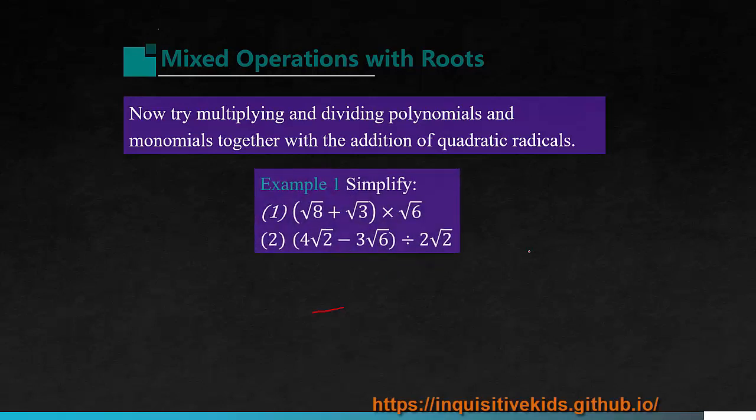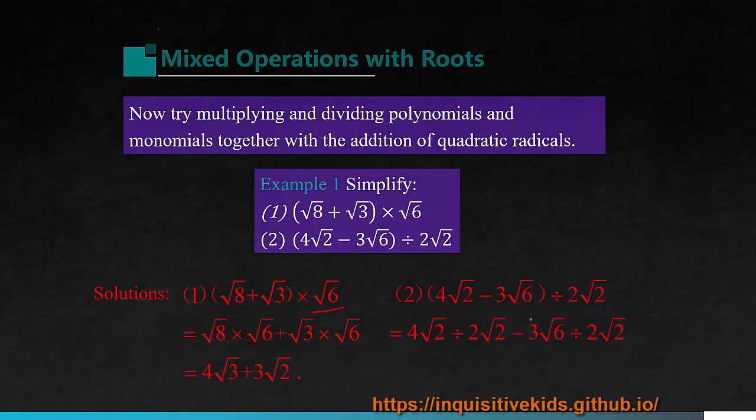Here are some examples. Simplify these 2 expressions. Again, we can see that this is essentially a polynomial times a monomial. It's just that the terms are actually arithmetic square roots. For the first one, we use the distributive property of multiplication, and we are left with 4 times the arithmetic square root of 3 plus 3 times the arithmetic square root of 2. And that cannot be simplified any further, so that is our final answer.